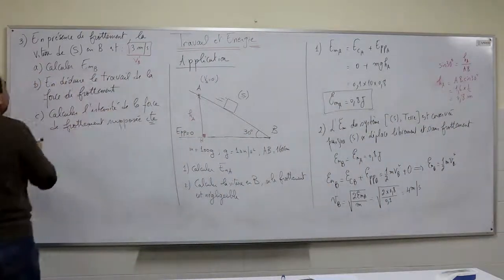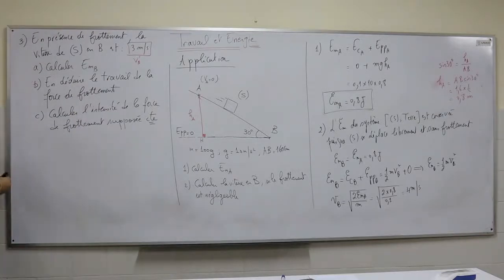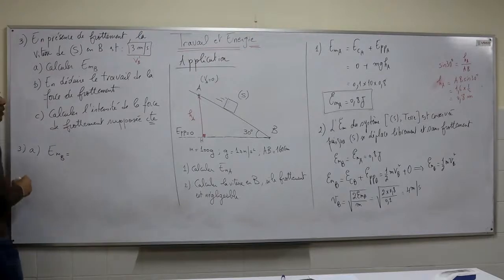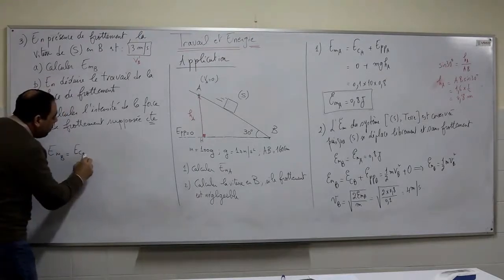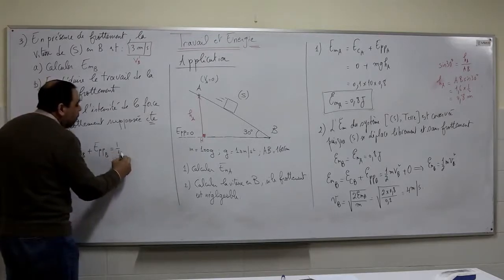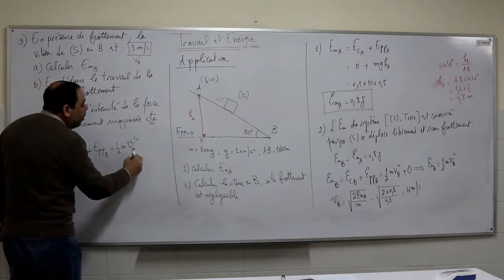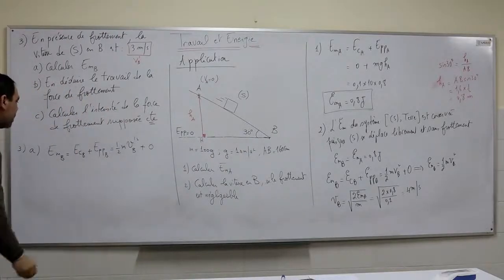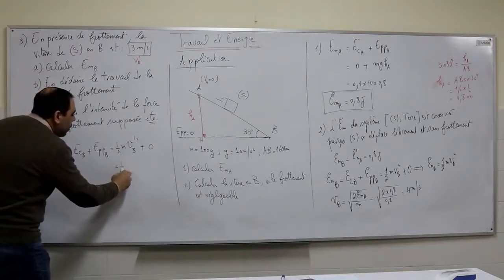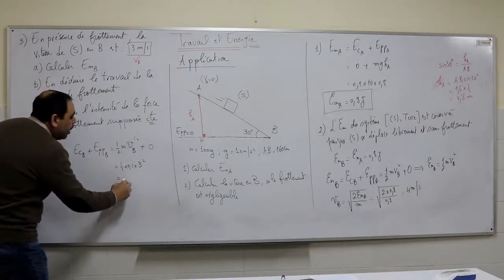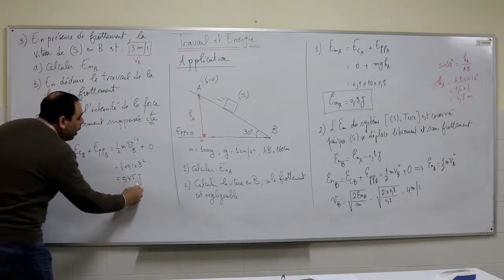In part A, calculate the mechanical energy of the system S Earth at B. The mechanical energy at B is equal to the kinetic energy at B plus the gravitational potential energy at B, equals half mvb prime squared plus the gravitational potential energy at B, which is 0 because B is on the reference level. Half times 0.1 times 3 squared. This is equal to 0.45 joules.